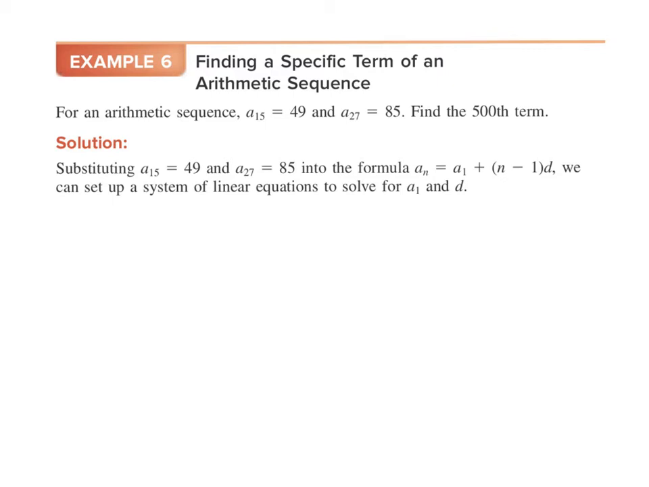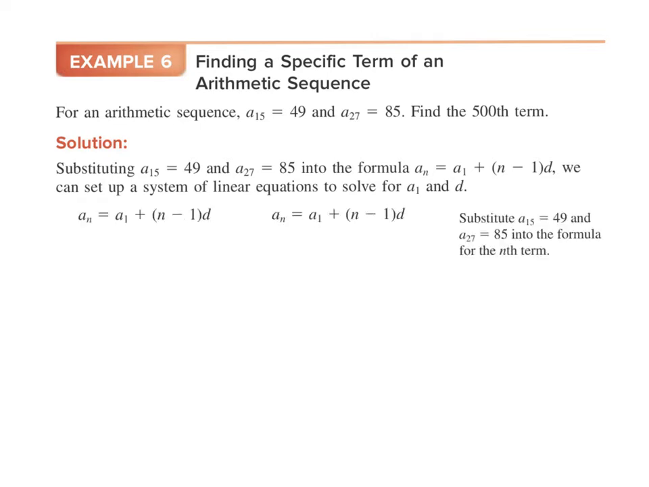Essentially what we're going to do is plug in 49 for a sub 15, and 15 in for n. That'll give us one equation with a sub 1 and d. Then we'll do the same thing with a sub 27 and 85: 85 will go here, 27 will go there. And that's where my system of equations will come from. So let me show you what that looks like.